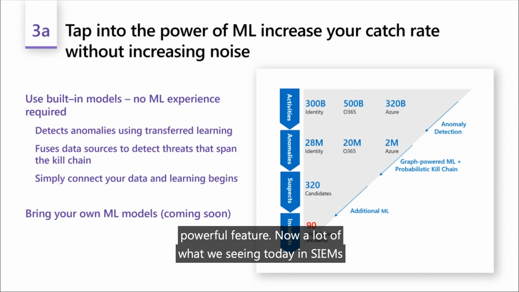Now, a lot of what we're seeing today in SIEMs is single source correlation. So it's a lot of deduplication. It's a lot of let's consolidate, for example, 3 times failed login within 5 minutes.